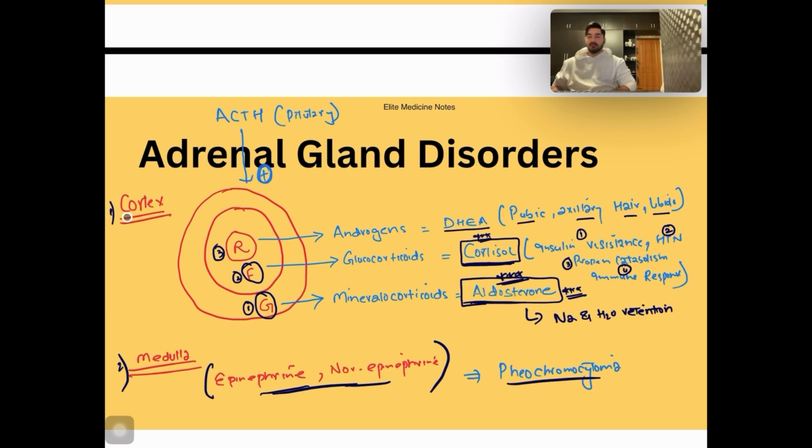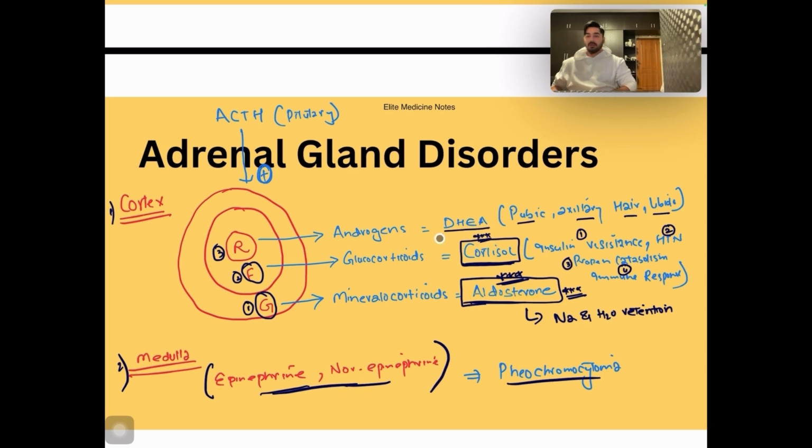There are two parts of the adrenal gland: the outer cortex and the inner medulla. The outer cortex has three zones: zona glomerulosa, fasciculata, and reticularis. In zona glomerulosa, mineralocorticoids are synthesized; in fasciculata, glucocorticoids; and in reticularis, androgens. The most important mineralocorticoid in the human body is aldosterone, and the most important glucocorticoid is cortisol. You should remember these two very well, okay?